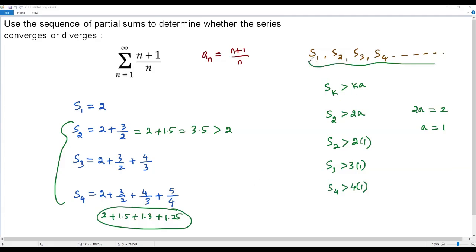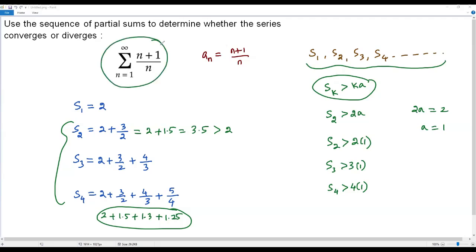So clearly the sequence of partial sums satisfies the inequality Sk greater than kA. Therefore the sequence of partial sums diverges. Since the sequence of partial sums diverges, the given infinite series also diverges.